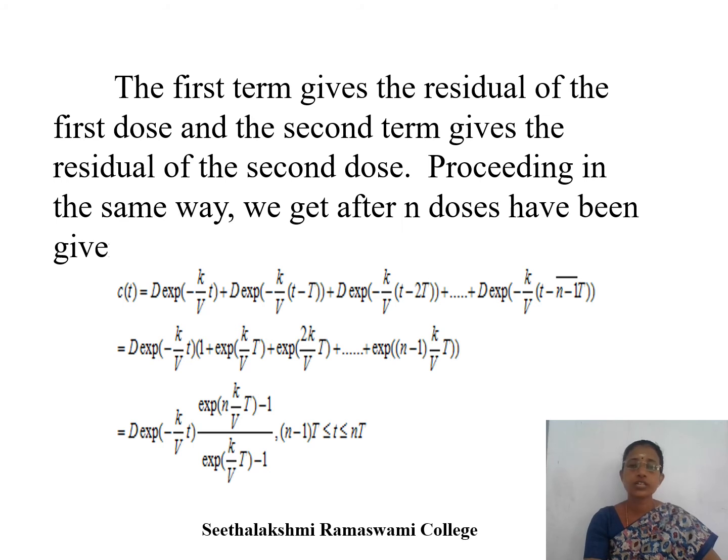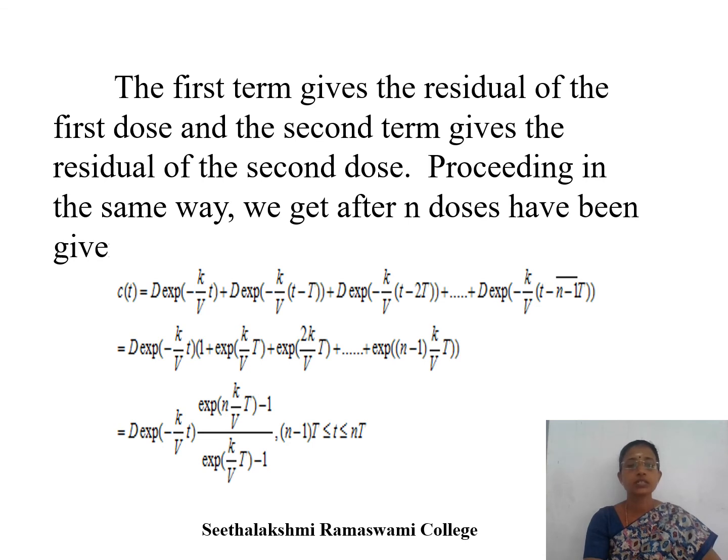The first term gives the residual of the first dose and the second term gives the residual of the second dose. Proceeding in the same way, after n doses the concentration of glucose can be taken as C(t) equal to D e^(-K/V t) plus D e^(-K/V (t - T)) plus D e^(-K/V (t - 2T)) plus etc., plus D e^(-K/V (t - (n - 1)T)).